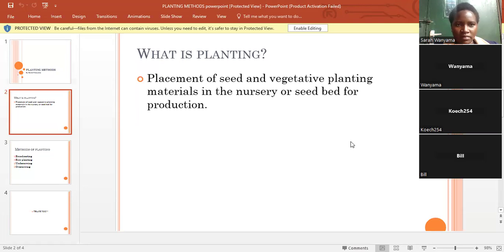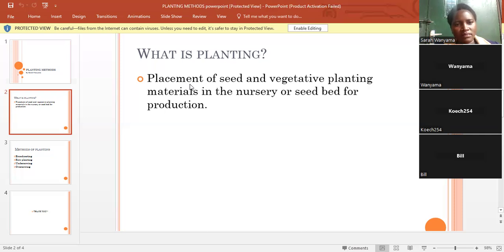My name is Sarah, and today I'm taking you through planting methods. I'm sharing my screen, as you can see. I hope you're all seeing. And we'll basically be looking at what planting is and what the methods used in planting are. This is basically about the establishment of crops in either a seed bed, a nursery bed, or in a greenhouse.